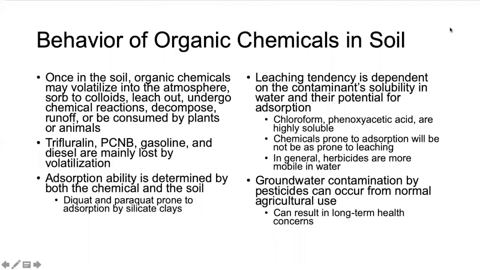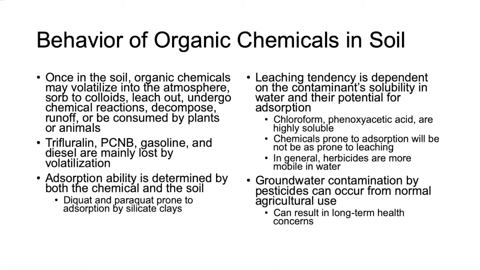So now we can go back to talking about how organic chemicals interact with the soil. Once in the soil, organic contaminants can follow a number of different paths, and this includes they may volatilize and turn into gas and escape to the atmosphere. They may sorb to colloid surfaces. They may leach out into the groundwater and move away from the area.